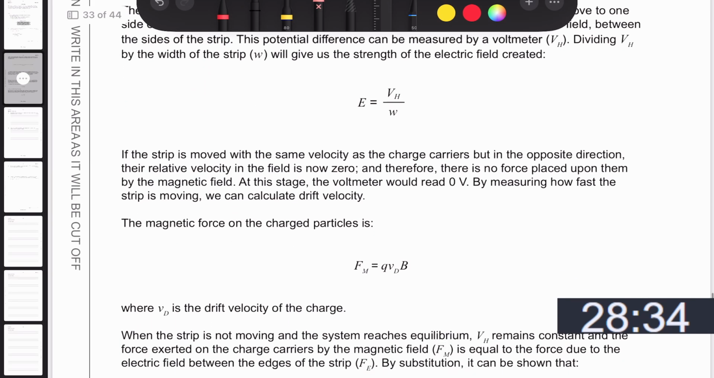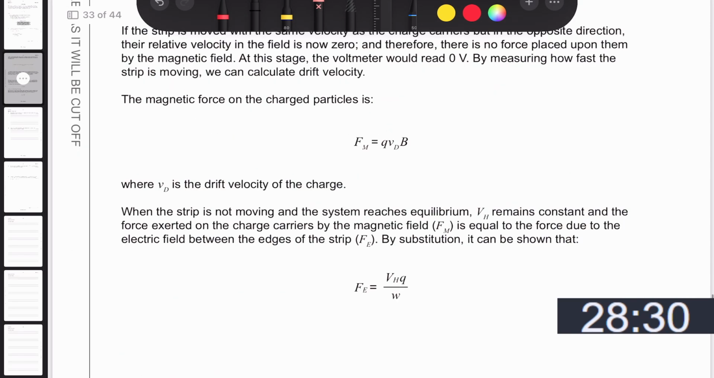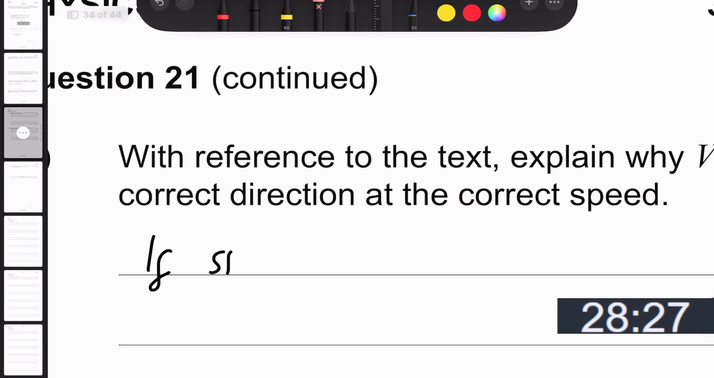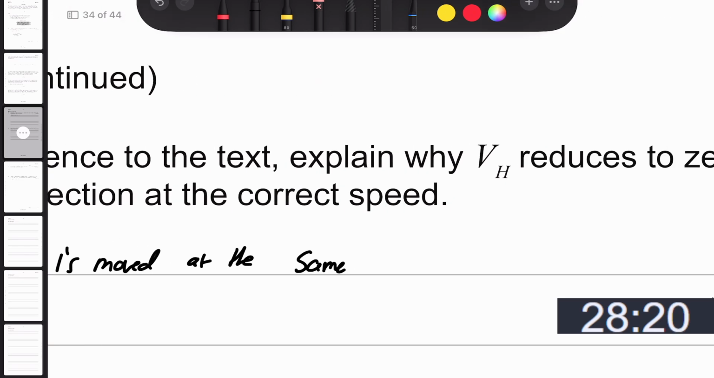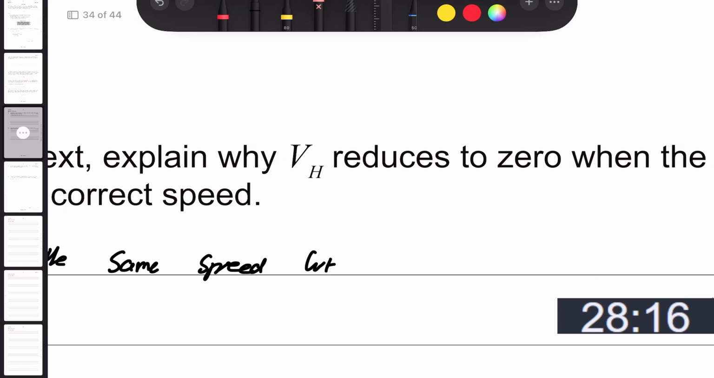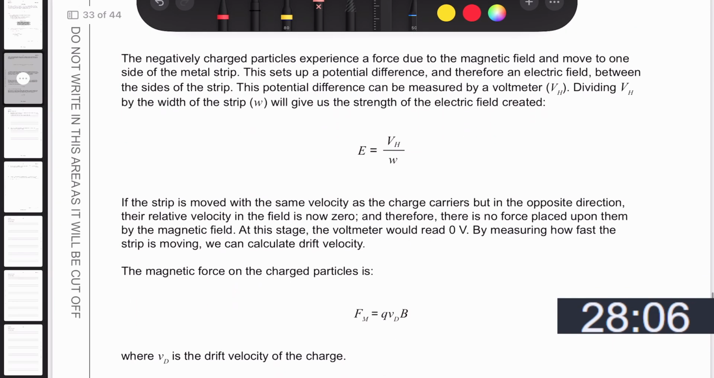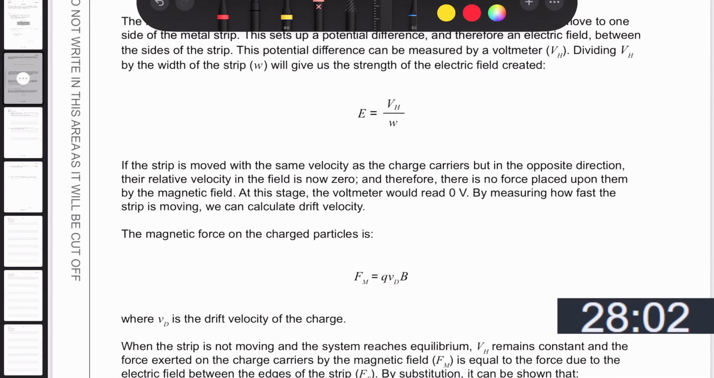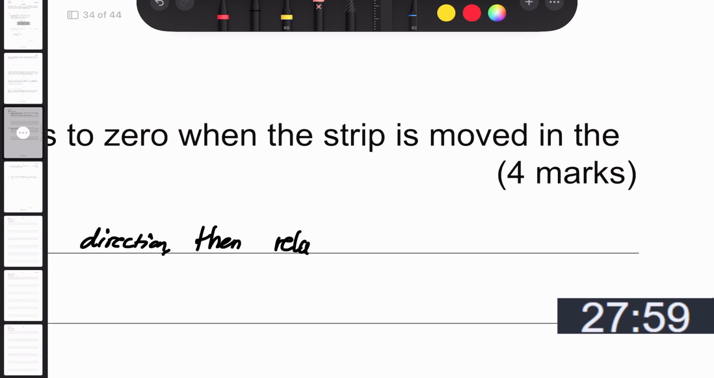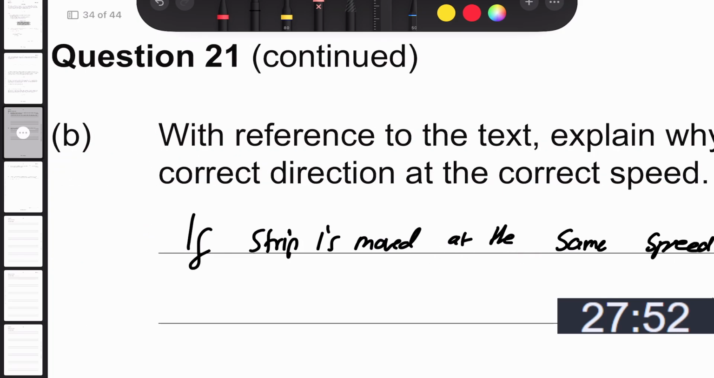If the strip is moved at the same speed but in the opposite direction, then the relative velocity of charge carriers in the field equals 0 meters per second.